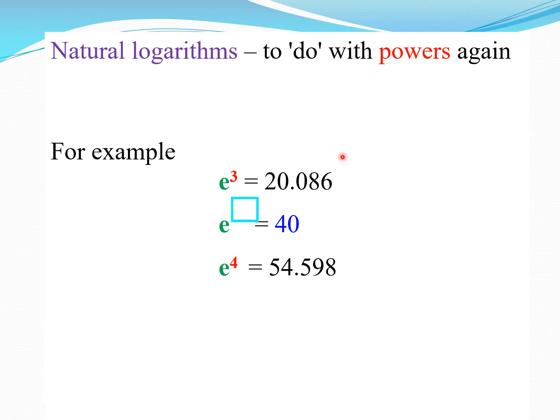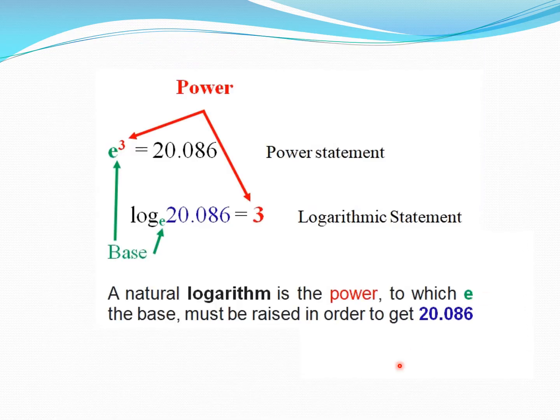But let's just look at this statement here. E to the power of 3 equals 20.086. So there's the power statement. E to the power of 3 is 20.086. But log to the base e of 20.086 gives us back the power, which is 3. And this is what we call a logarithmic statement. So the natural logarithm is the power to which e, the base, must be raised in order to get 20.086.